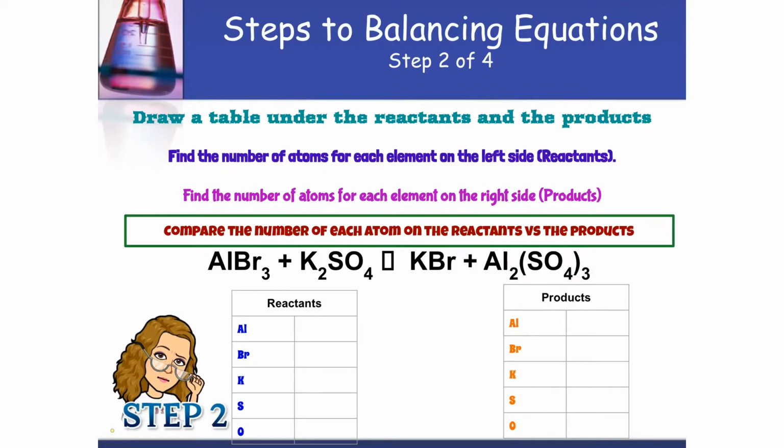Step 2 was to draw a table under the reactants and products. Find the number of atoms for each element on the left side, the reactants, and find the number of atoms for each element on the right. And once again, my yield sign did not come through. On this side, I have 1 aluminum, 3 bromines, 2 potassiums, 1 sulfur, and 4 oxygens. On my product side, I have 2 aluminums, 1 bromine, 1 potassium, 3 sulfurs, and 12 oxygens.